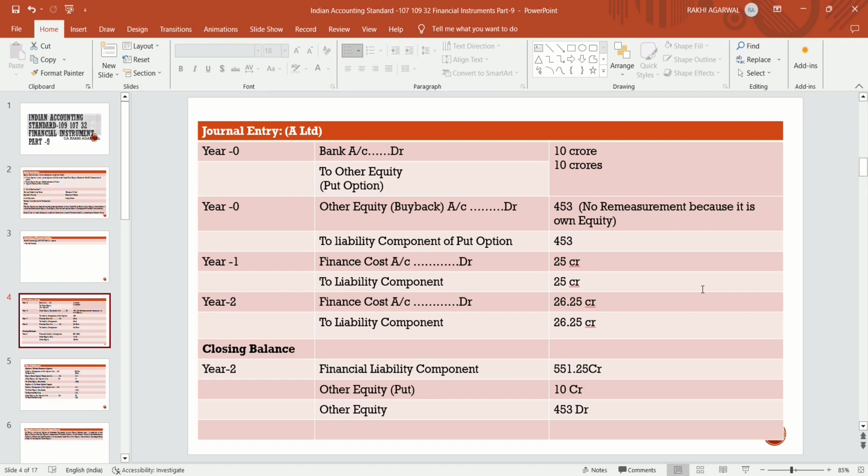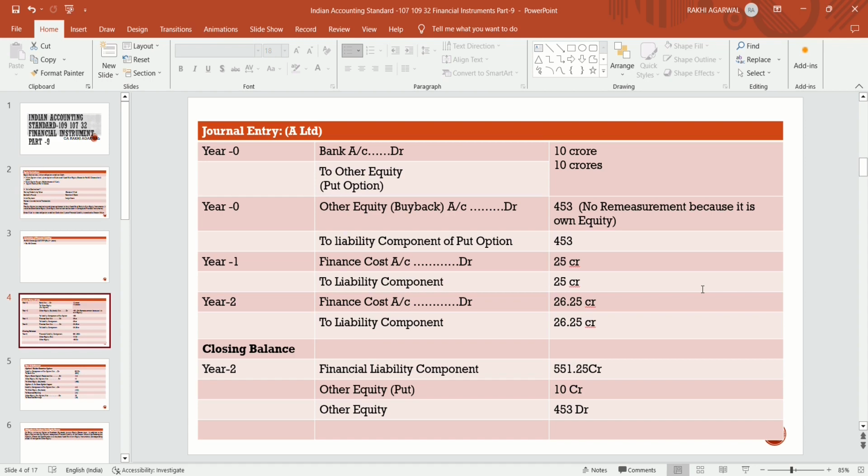A Limited is entering into a contract on its own equity instrument. So A Limited will credit other equity, because it's a premium amount and it's not an equity issue right now. So other equity they will credit, not a financial liability. So bank account debit by 10 crores to other equity by 10 crores.